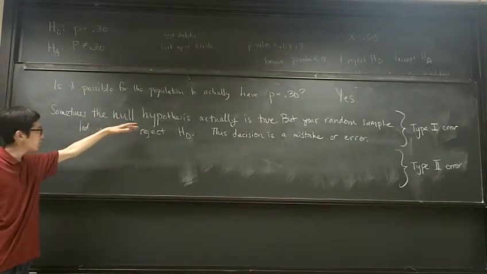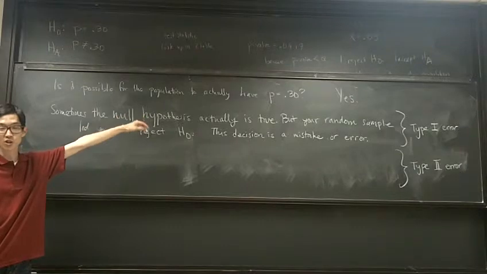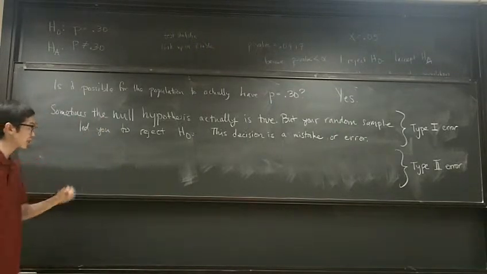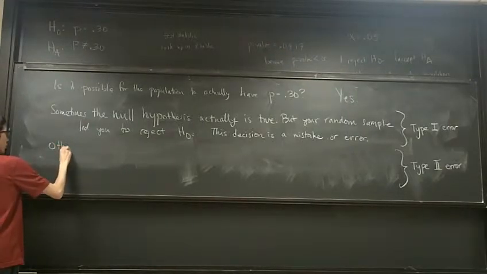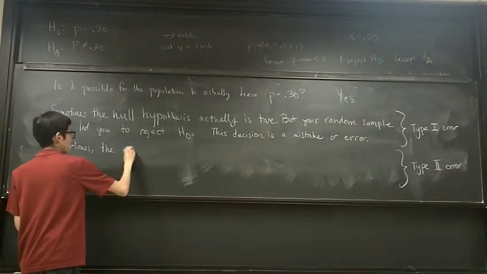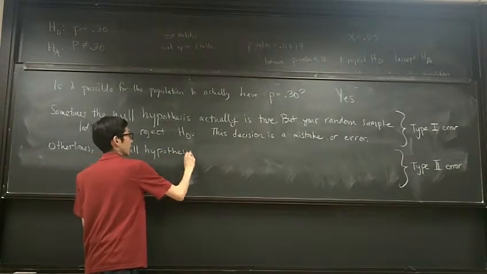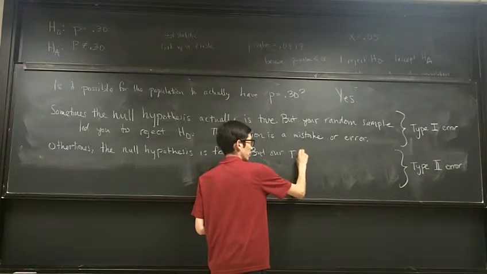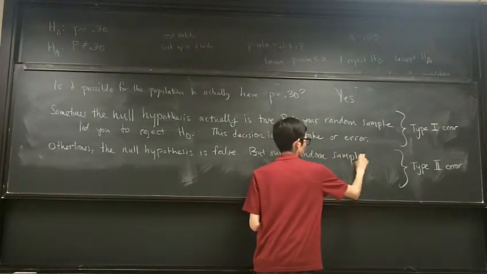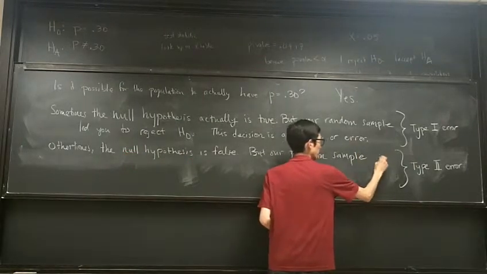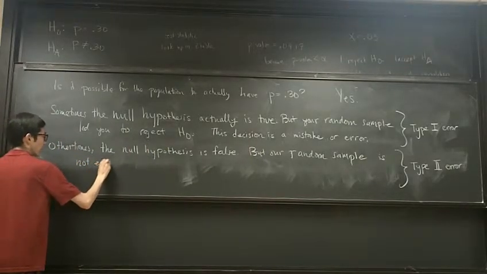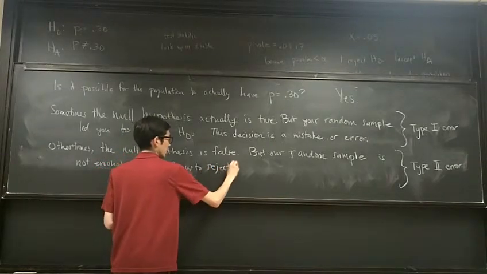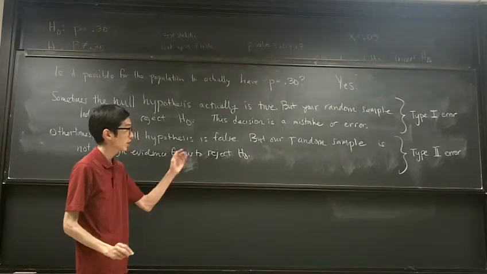All right, so if type 1 error is rejecting the null when the null hypothesis is actually true, what do you think a type 2 error is? Accepting the null hypothesis when it's wrong. Okay, we don't say accepting the null, we say don't reject, okay? All right, so other times, the null hypothesis is false, but our random sample is not enough evidence for us to reject it. So we do not reject the null hypothesis, and that is also a mistake.